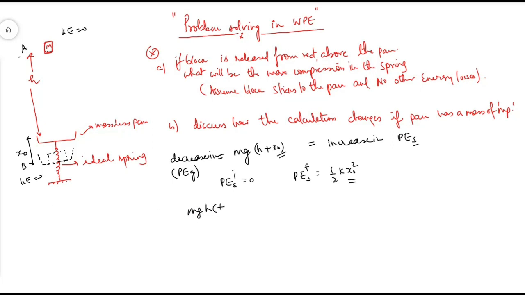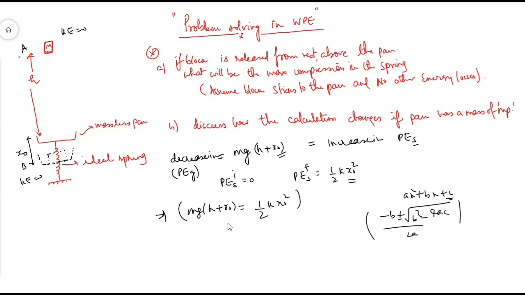So mg(h plus x naught), the decrease in gravitational potential energy, is going to be equal to the increase in spring potential energy. This is just a quadratic function of x naught. I can solve it using the roots of a x squared plus b x plus c, using the formula minus b plus or minus the square root of b squared minus 4ac, divided by 2a, to get the value of x naught. I'm not going to do it.